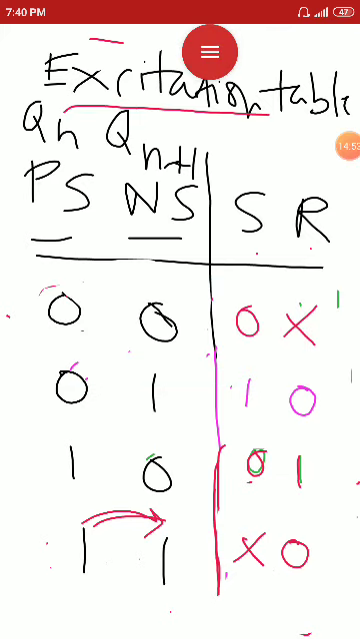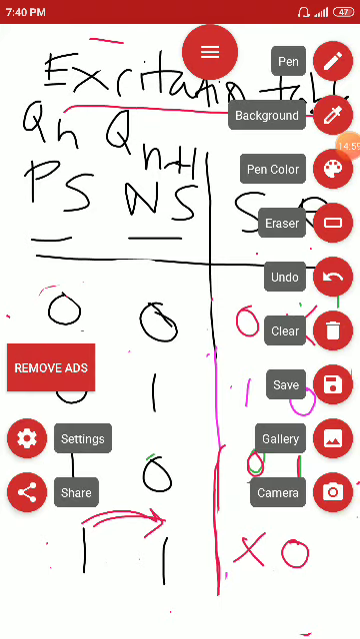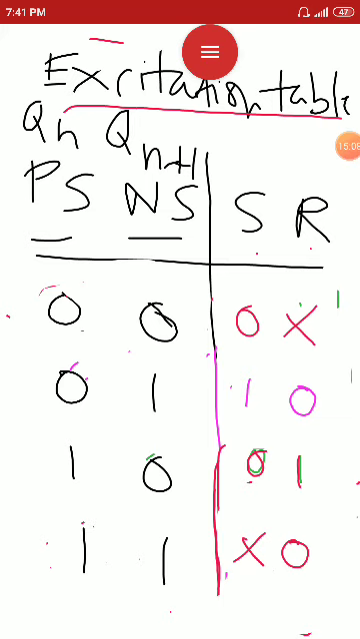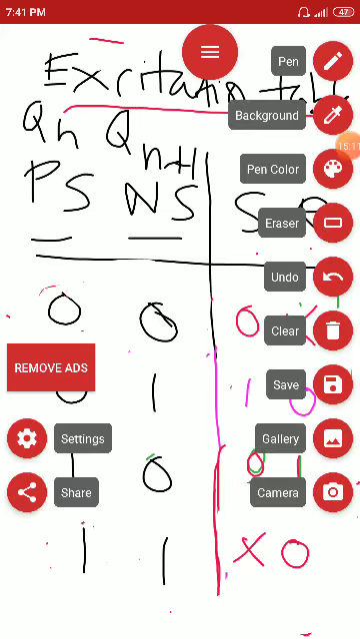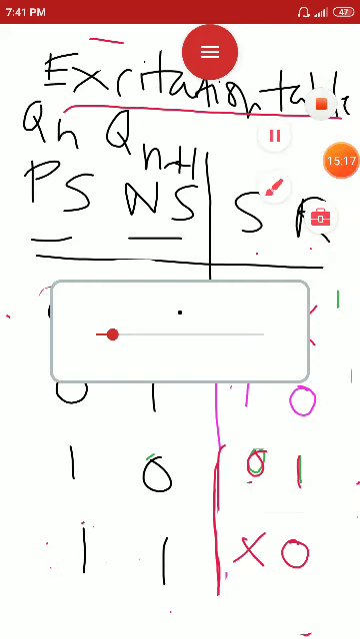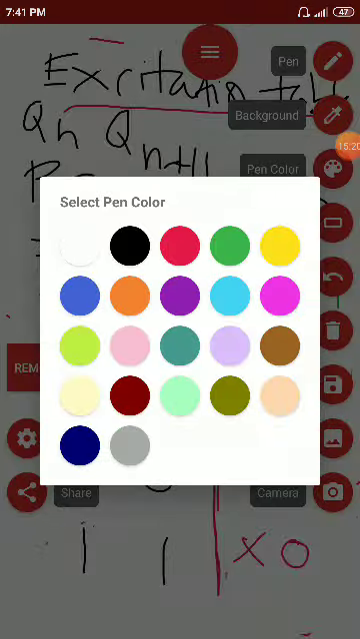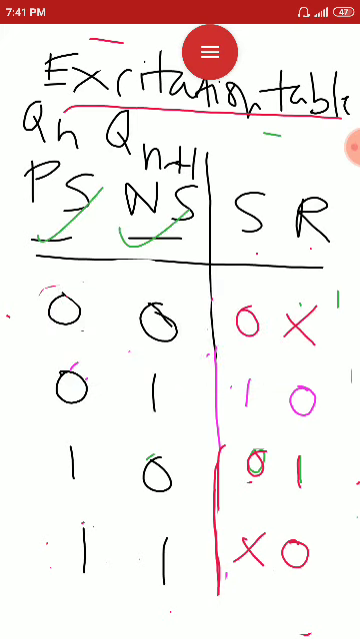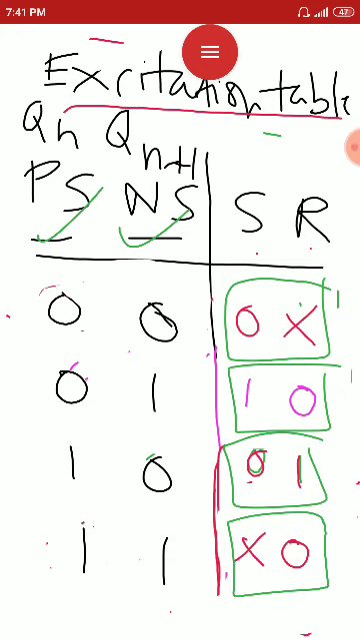So this is how we find out the excitation table for a flip flop. That is, given a present state and next state, you have to find out what the required inputs of the flip-flop are. This table is called the excitation table of the SR flip-flop.